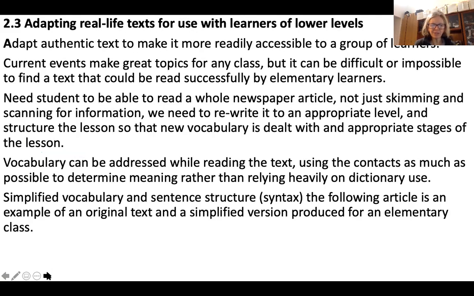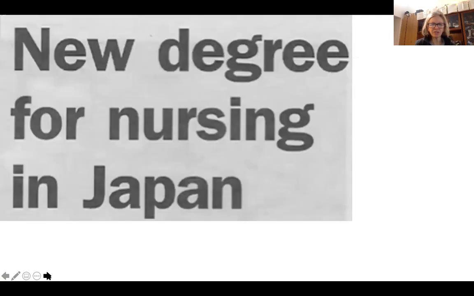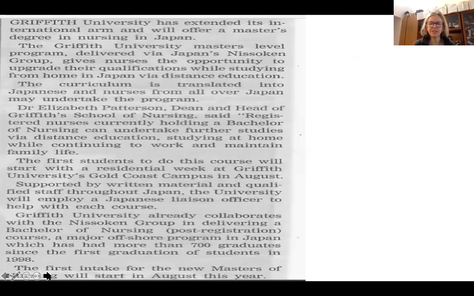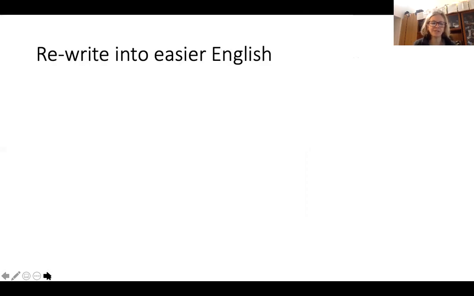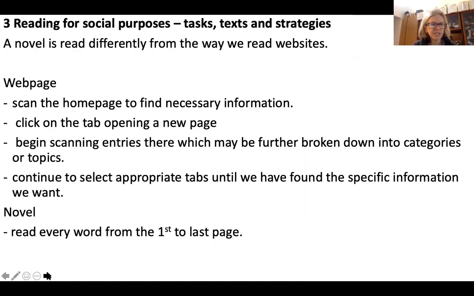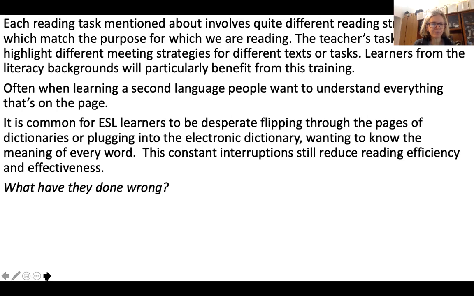Okay, so we have to adapt these texts to suit the class we're teaching. If it's too hard, for example, in the book we've got an article about nursing, we have to read it and then rewrite it in our own words into easy English. So we read for social purposes, and there are different ways that we read. We read every word normally in a novel. We want to read it, we cherish it, we enjoy it, we do it for pleasure. But for a website, you just pull out little bits that you need.